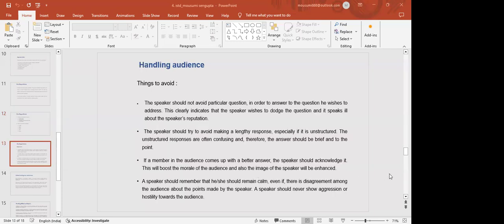These are some of the things which we need to avoid. Okay. Please go through this. These are all self-explanatory.